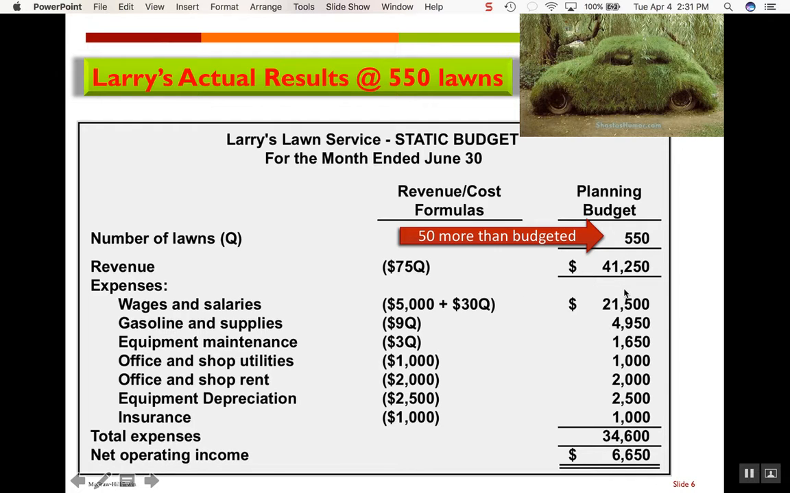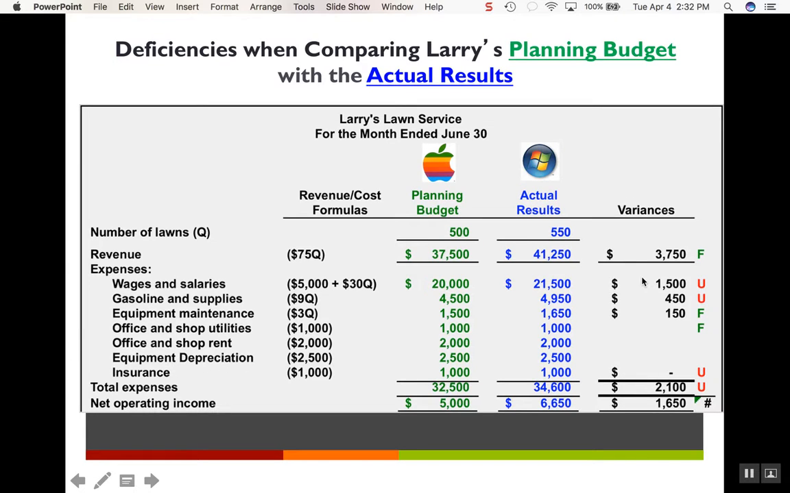So in a way, what we're starting to do is flex our budget based on the actual results that came in. So on the next slide, you can see that I planned on mowing 500 lawns, so I was going to get this much in revenue, and these were going to be my costs. Well, what happened is I actually mowed 550 lawns, giving me the actual results of all of these things. So now I get to look at this and say, oh, look at this. I had a favorable revenue variance. I had an unfavorable expenses in terms of wages and salaries.